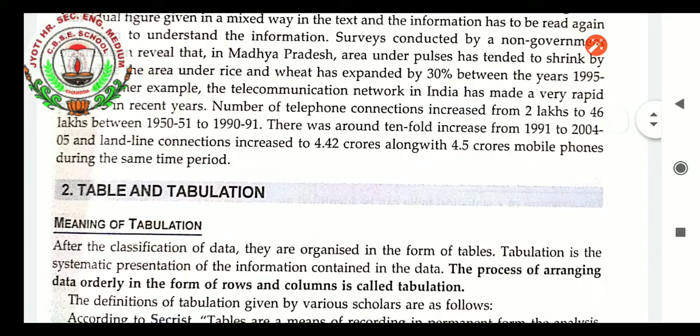Table and tabulation presentation of data. Meaning of tabulation: after the classification of data, they are organized in the form of tables. Particular headings will be there. The particular data will be grouped under some headings, and then tabulation is done. Tabulation is a systematic presentation of the information contained in the data. The process of arranging data orderly in the form of rows and columns is called tabulation.